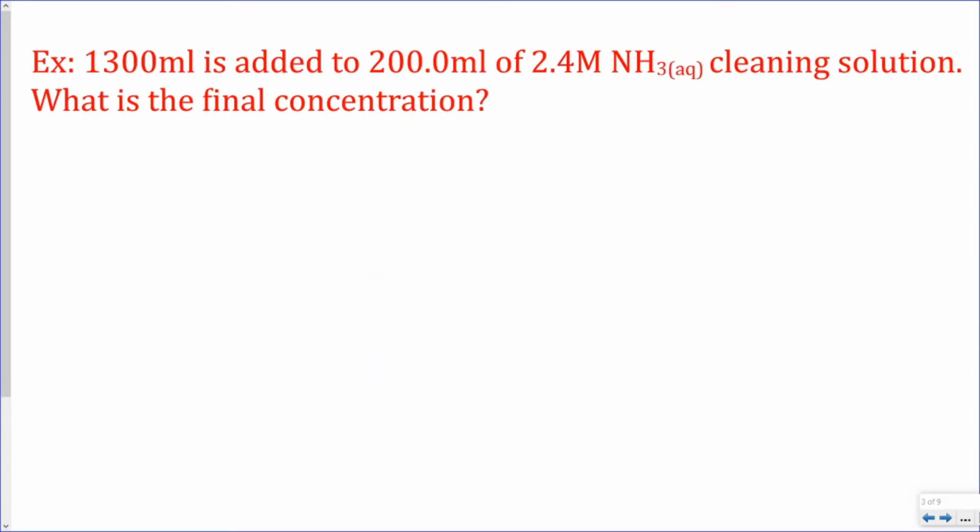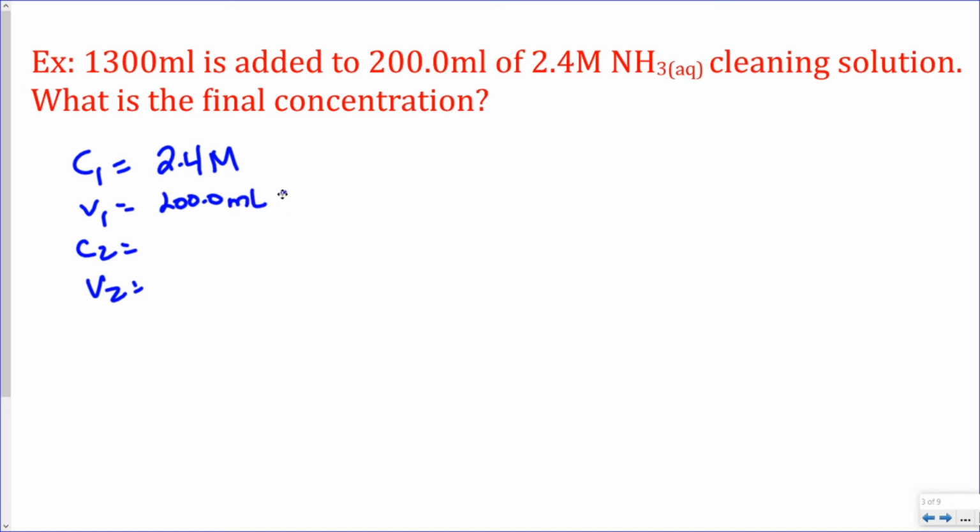So 1,300 milliliters is added to 200 milliliters of a 2.4 molar ammonium chloride solution. What is the final concentration? So we have C1, we have V1, we have C2, and we have V2. So the concentration, C1, is your concentration before. It says it's a 2.4 molar solution. The volume, V1, is your volume before. That was our 200.0 milliliters.